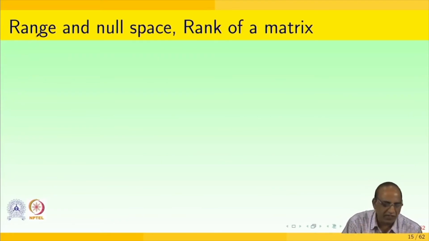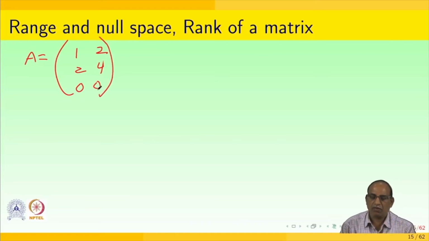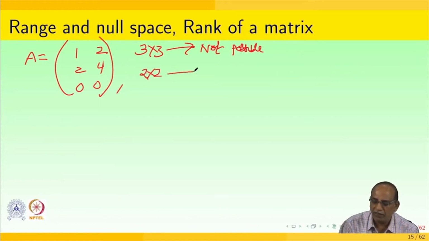Similarly, if you look at another example, A is equal to, let's say, 1, 2, 2, 4, 0, 0. Look at this, a 3 by 3 minor is not possible. And for 2 by 2, there is at least one 2 by 2 matrix whose determinant is free from 0. So it does not.